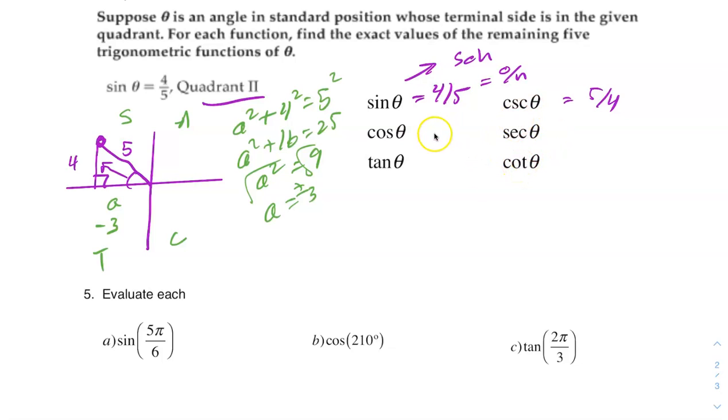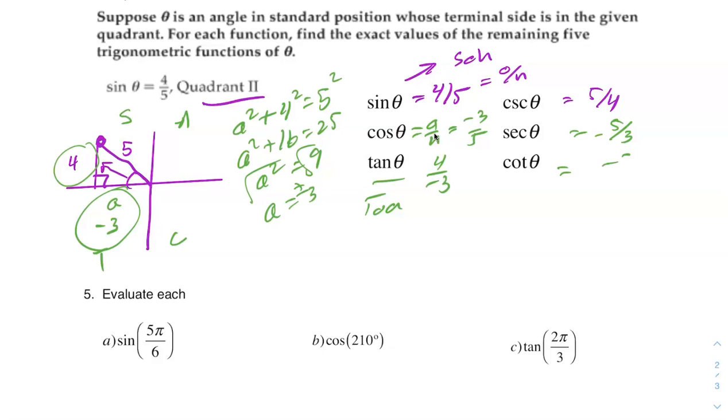Now let's do the next one, cosine. So CAH: adjacent over hypotenuse. Secant would be the reciprocal. Tan is TOA. So opposite over adjacent, so 4 over negative 3. And then cotan would be the reciprocal of that, so negative 3 over 4. So there we go.